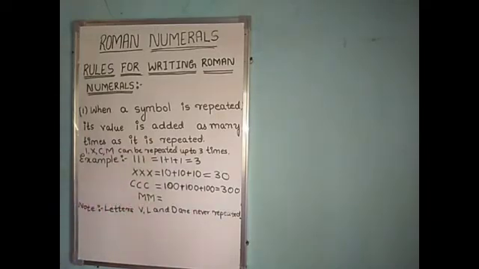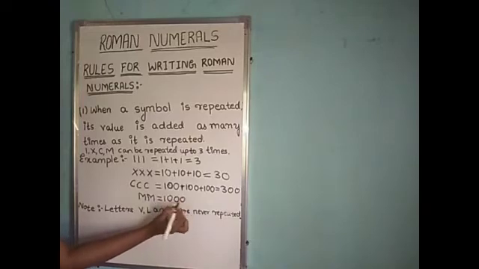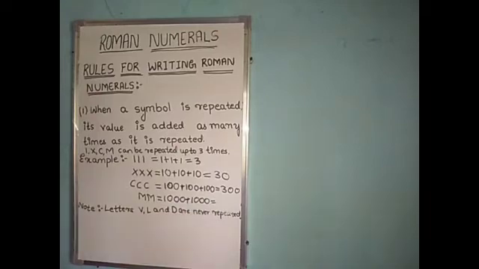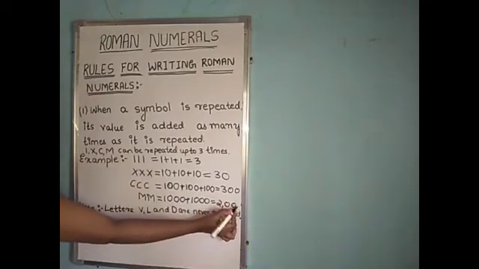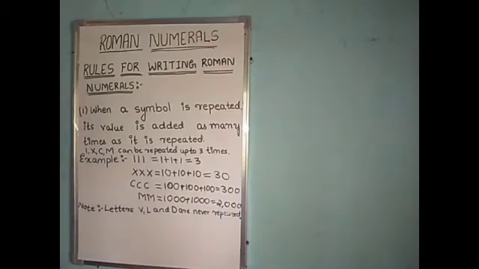Next, how many times is M repeated here? 2 times. What is the rule? When a symbol is repeated, its value is added as many times as it is repeated. So here M is repeated 2 times. So we have to add the numeric value of M 2 times. What is the numeric value of M? The numeric value of M is 1000. So we have to add 1000 two times. Answer is 2000.